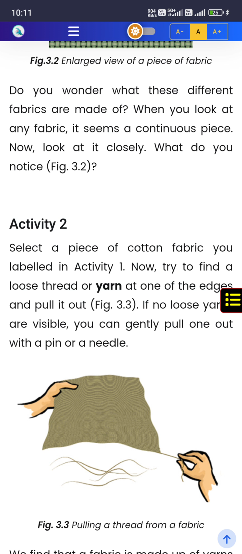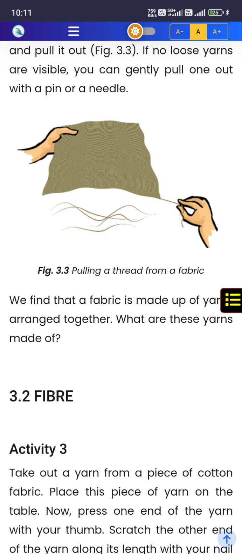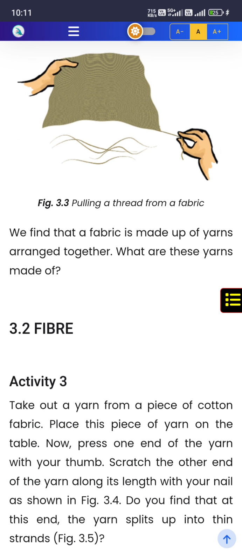So you'll realize that every material is made from thin threads, right? Most of the clothes are made from thin threads. In 2025, the technology has changed, and there are other fabrics also which are completely made of plastic. They also contain threads. Every fabric that you see is made from threads, right?